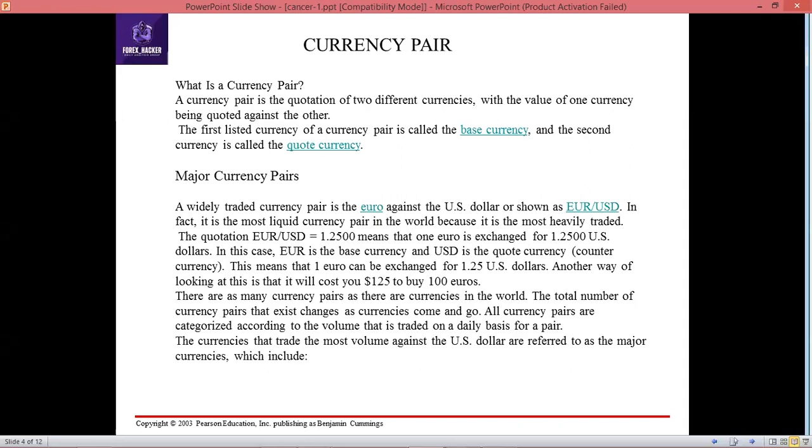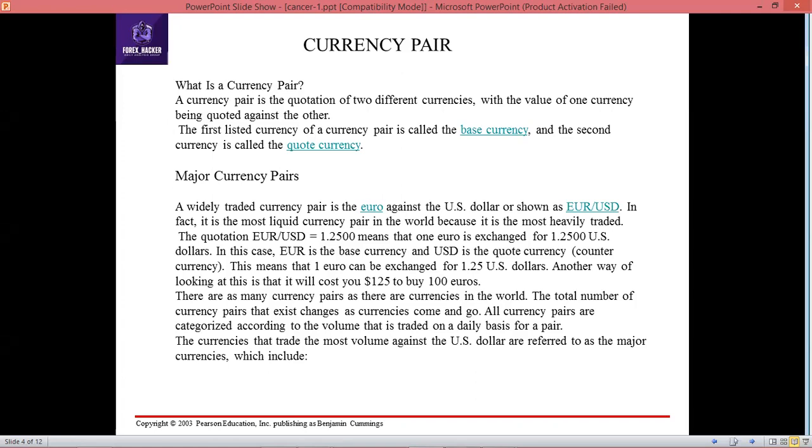So this means that 1 euro is exchanged for 1.2500 US dollars. In this case, euro is the base currency and USD is the quote currency, just as I've explained earlier, a counter currency. This means 1 euro is exchanged for $1.25.